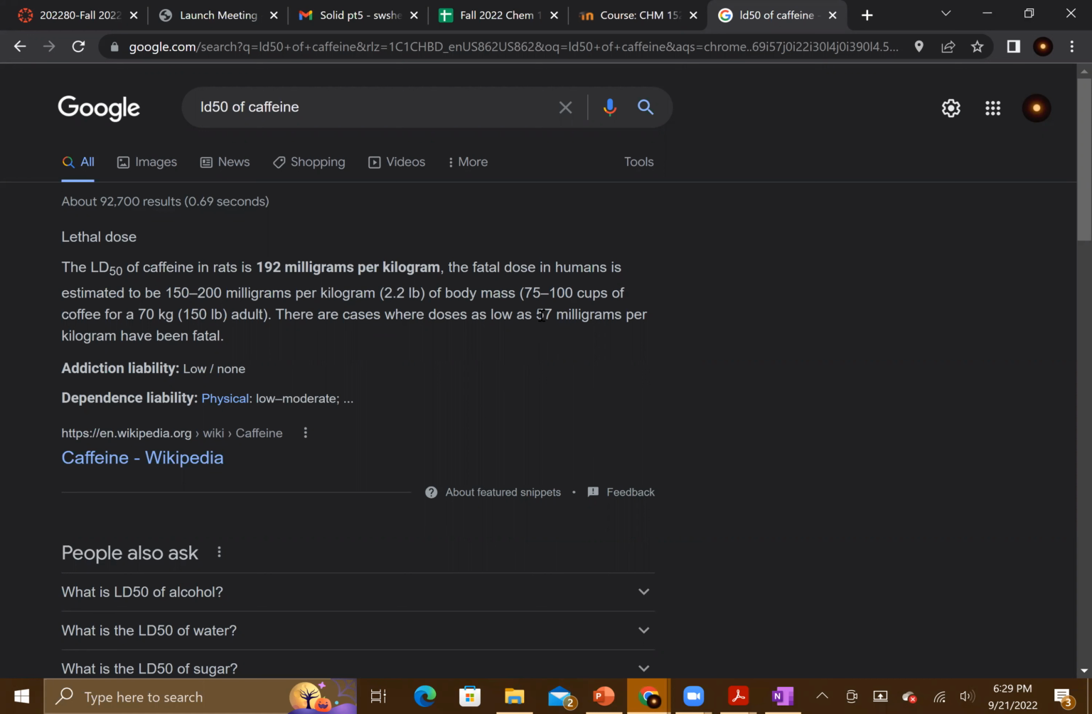And you can see right here it's 57 milligrams per kilogram that has been fatal as well. So if we were to multiply this by 2, for a human body, if you were to consume 384 parts per million of caffeine in your body, it would kill you. So yeah, it doesn't take a lot.